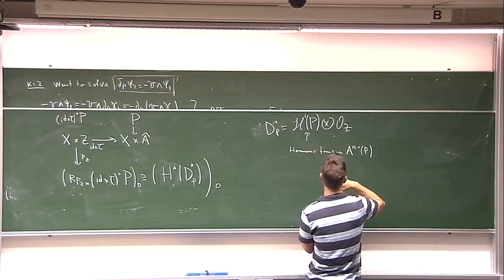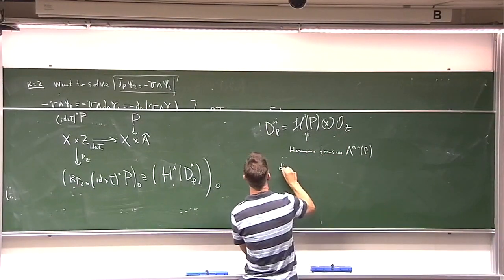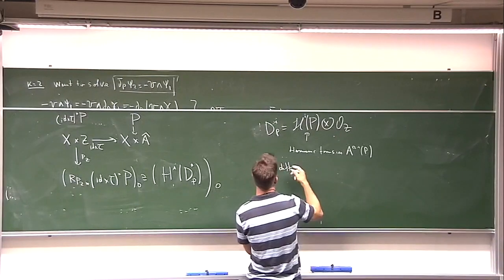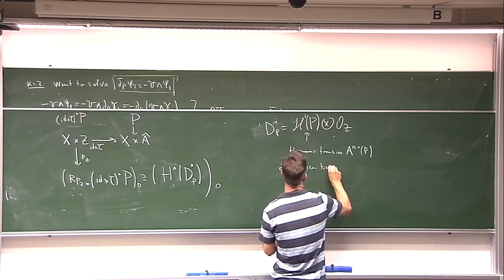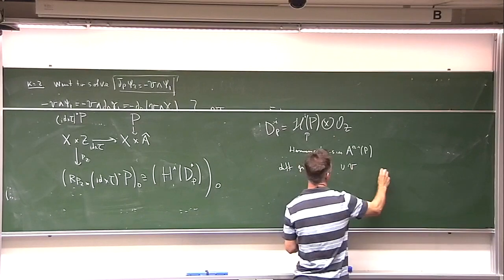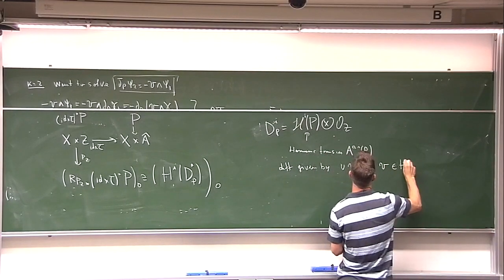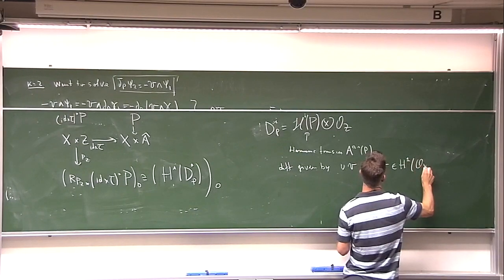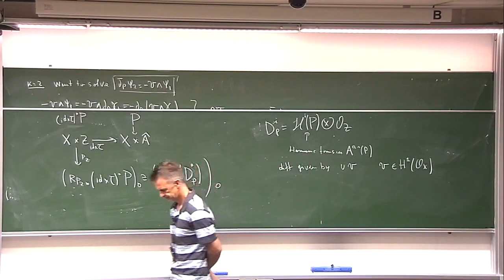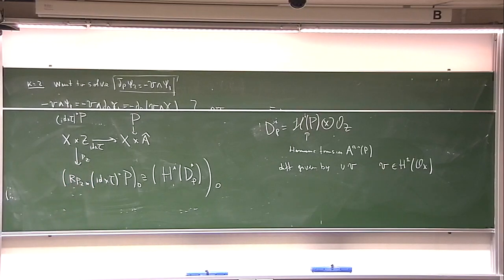And so the differential is induced, of course, by cup product with V, where V is a harmonic form in H1 of O of X. So you pull back one kind of bundle. You take the push forward. You're considering this one as a complex, and then you're taking the 0 degree part. Is that what the left hand side is?